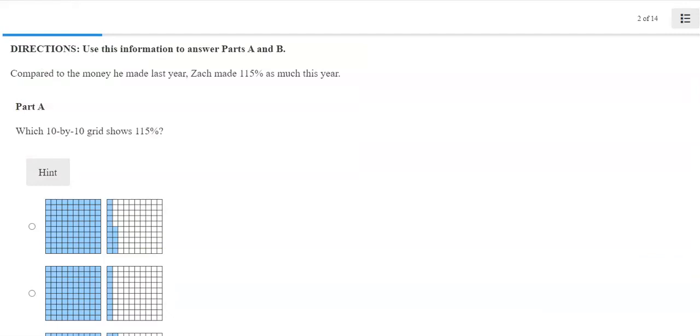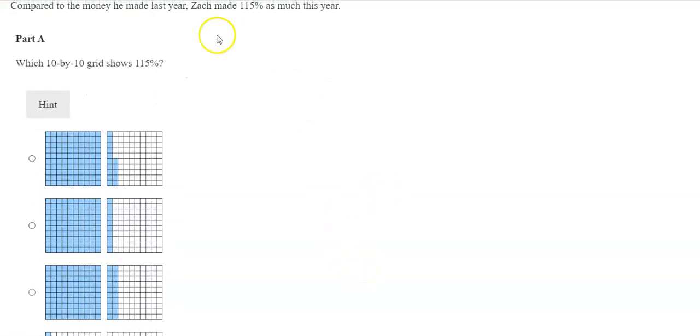For number 9 in your book, you actually have to color. You don't get to choose which one. Here we get to choose. Compared to the money he made last year, Zach made 115% as much this year. So which grid shows 115%?